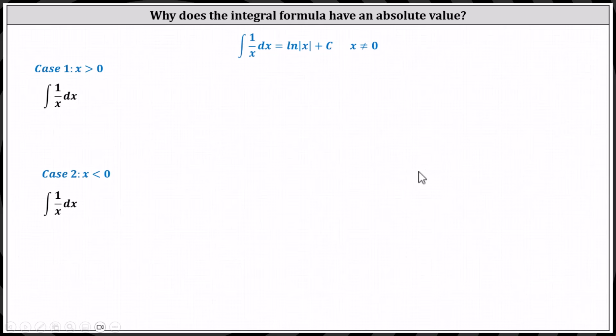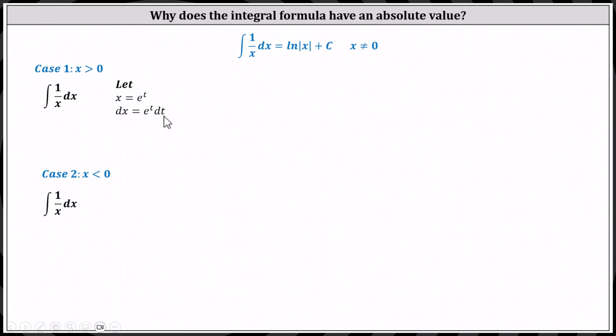We'll consider two cases. We'll consider when x is greater than 0 and when x is less than 0. And now we'll integrate using substitution. For x greater than 0, we will let x equal e to the t, because e to the t is positive. Notice e to the t is always going to be greater than 0. And now we find dx, where dx equals the derivative of e to the t with respect to t times dt, giving us dx equals e to the t dt.